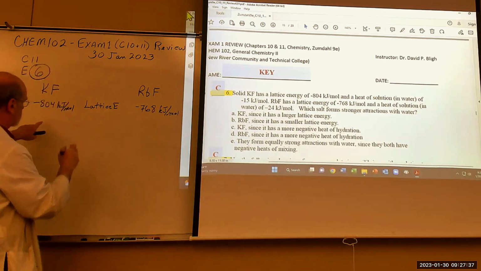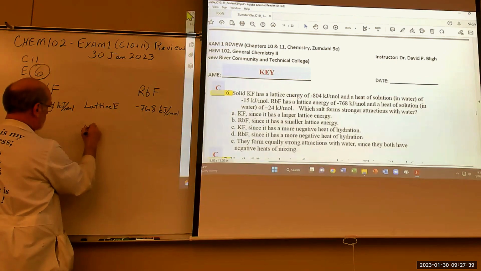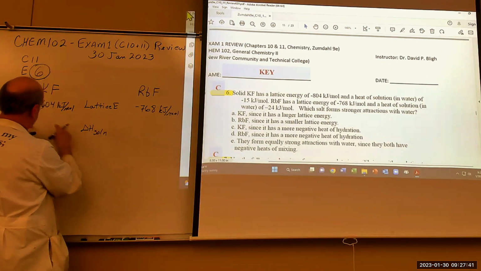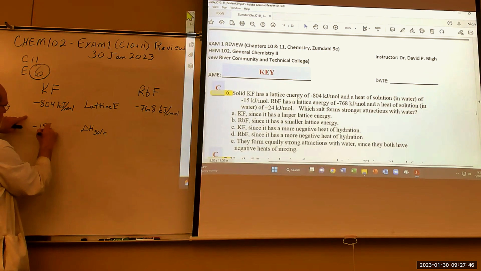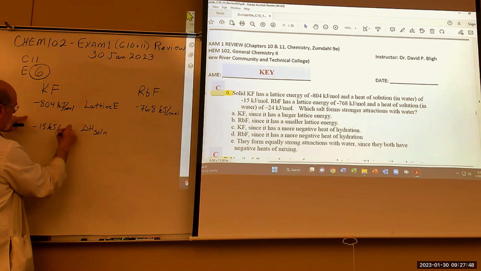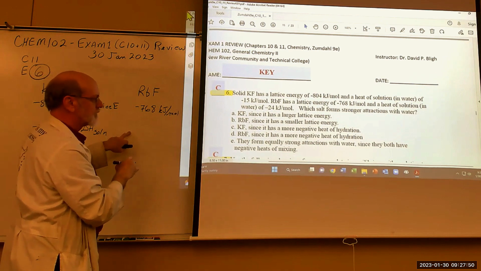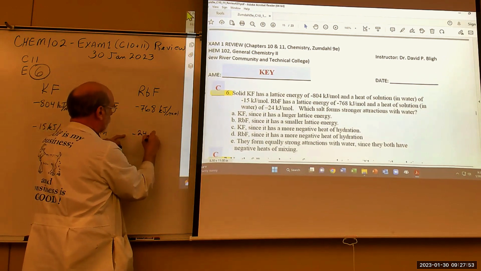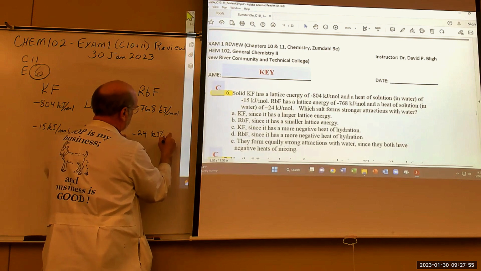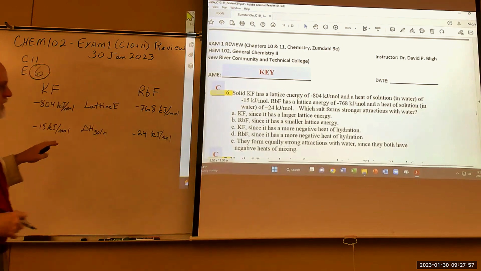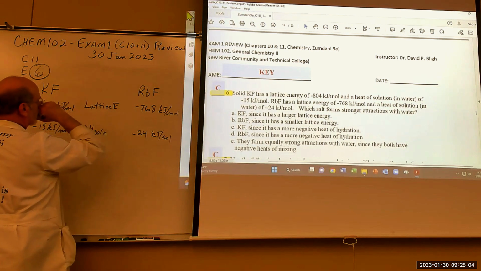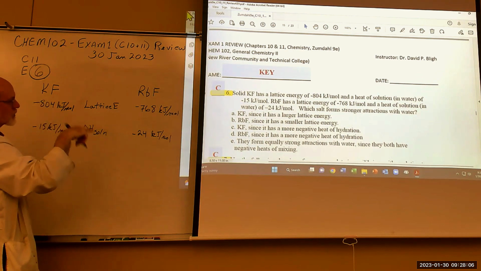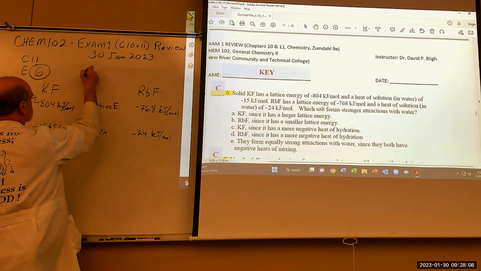Heat of solution. This one is -15, and the heat of solution for this one is -24. There we go. That's everything that we're given. Which salt forms stronger attraction with water? So the question is, which one forms stronger attraction with water? This is solvation energy.